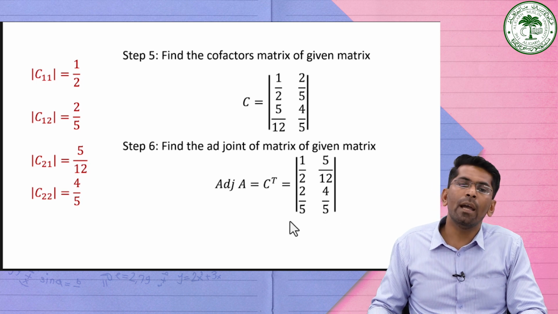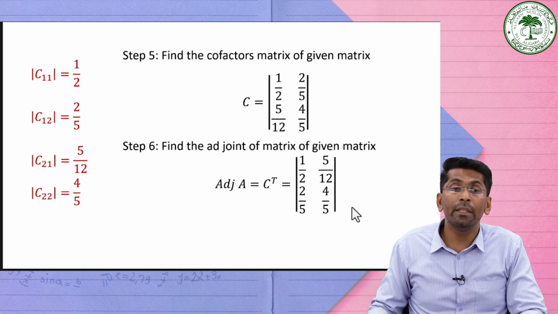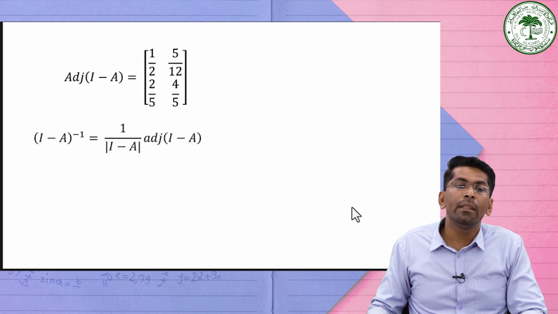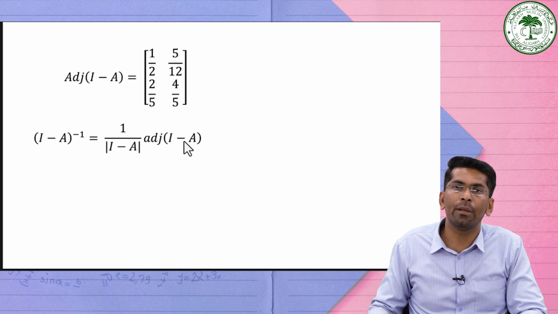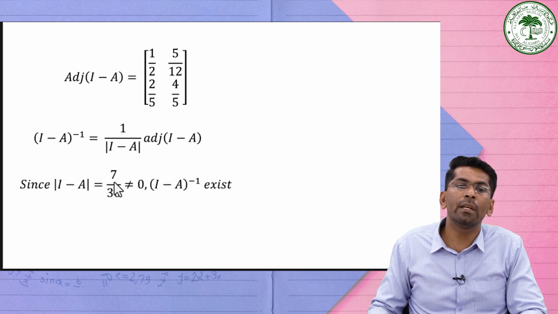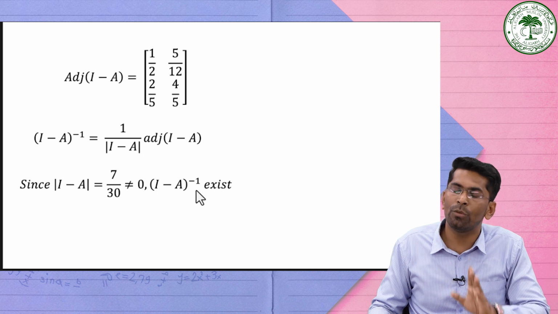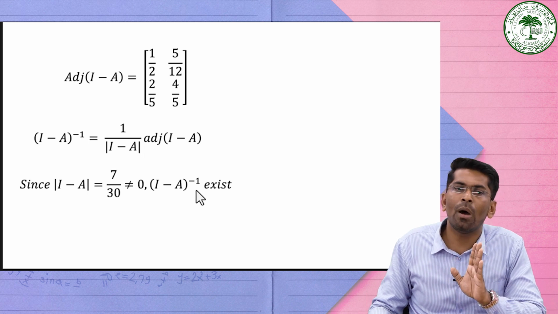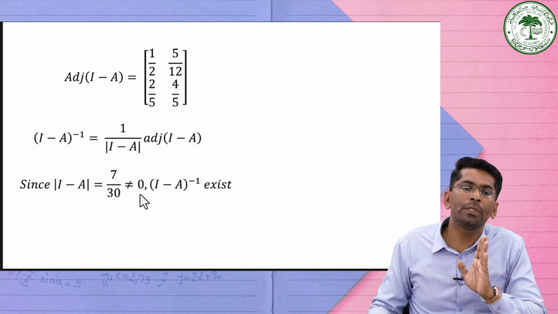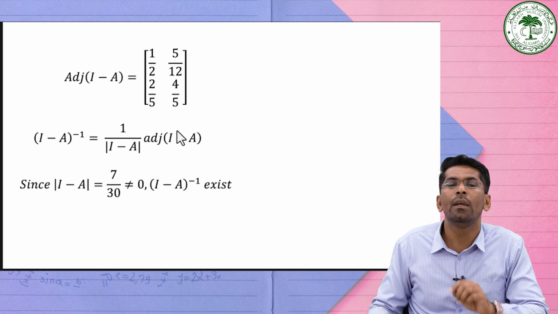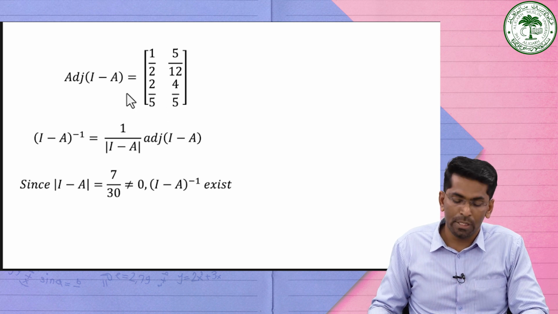After calculating the adjoint, you can directly go for calculating the inverse of the matrix. The inverse of a matrix is 1 by the determinant value into the adjoint of the matrix. So here the determinant value which we already calculated is 7 by 30, which is not equal to 0. So it is a non-singular matrix. Of course, we will have an inverse, that is, the solution exists. The inverse can be found. So we can substitute the determinant value and adjoint in the given formula so that you can find the inverse of the given matrix.